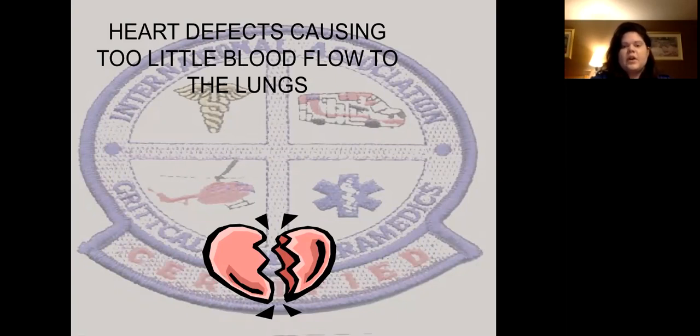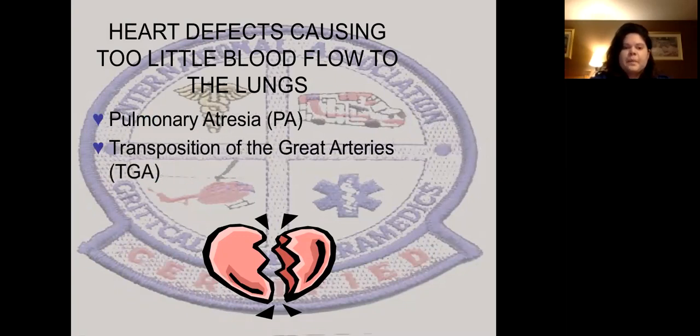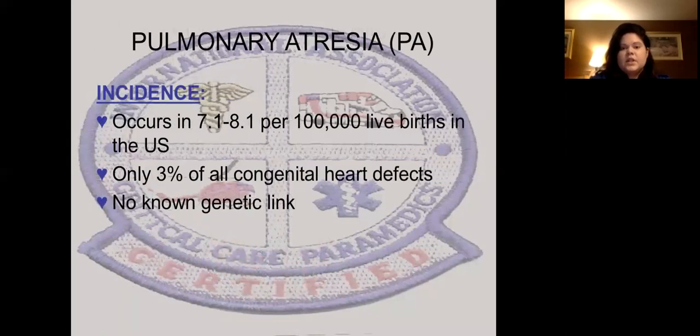So now we're going to talk about heart defects causing too little blood flow to the lungs. We've got pulmonary atresia, transposition of the great arteries, and tetralogy of Fallot. So your pulmonary atresia occurs in like 8 per 100,000 live births, so it's not very common. There is not a genetic link noted to this abnormality.